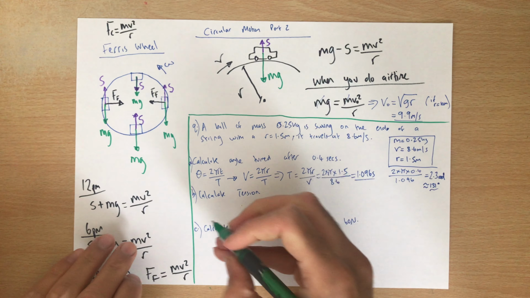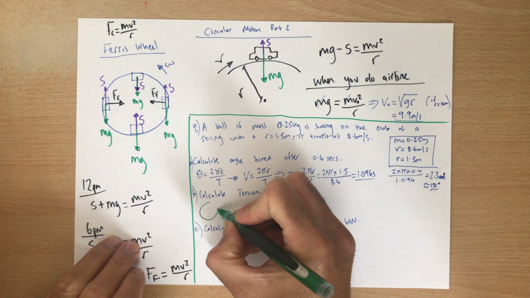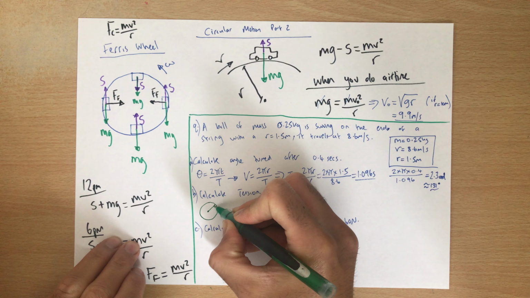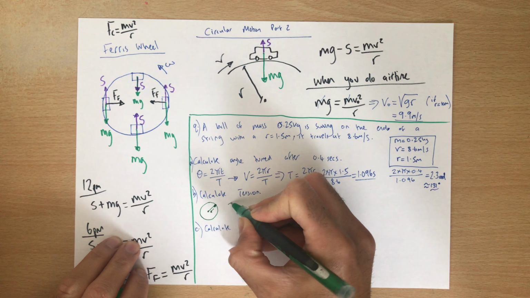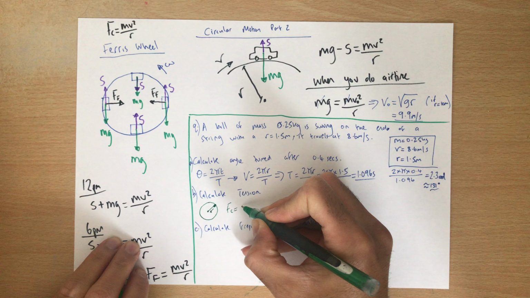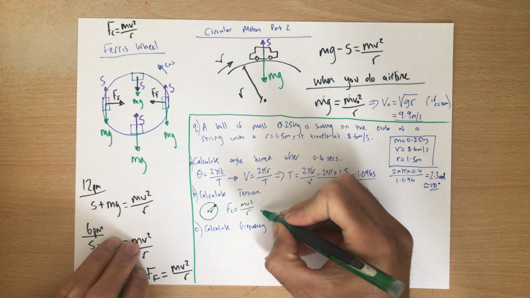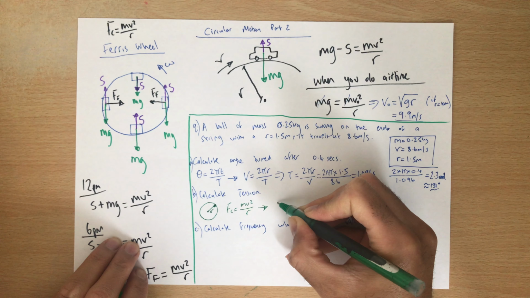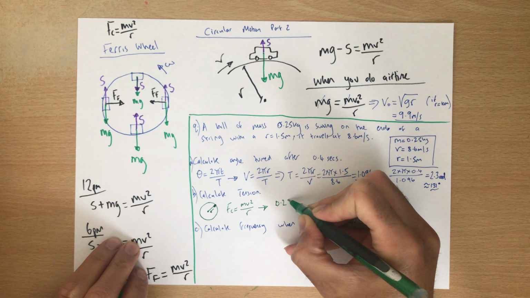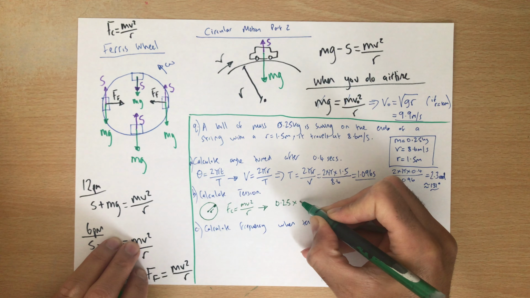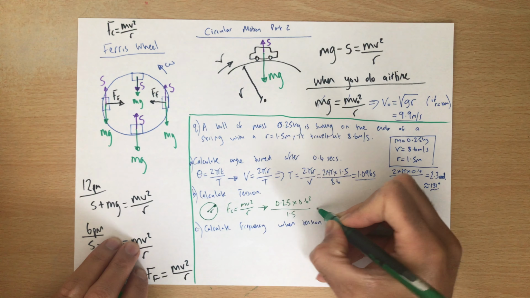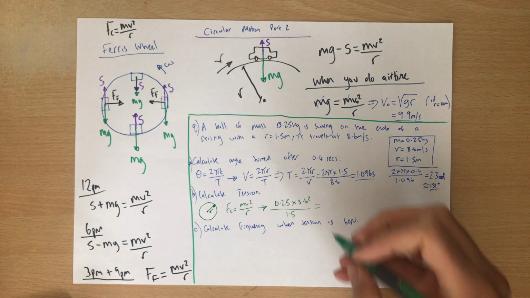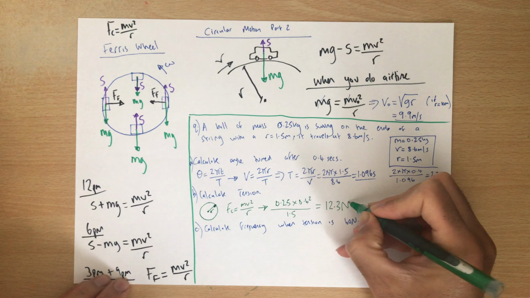So the tension in our case: we've got something going around in a circle, attached to a string like this, and the only thing providing any tension here is the centripetal force itself. So Fc is given by mv squared over r. In our case we do 0.25 times v, which is 8.6, squared, and then divided by 1.5, which is the radius. You should get an answer here of 12.3 newtons.